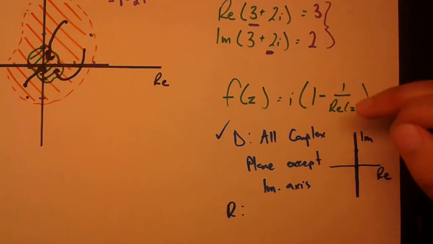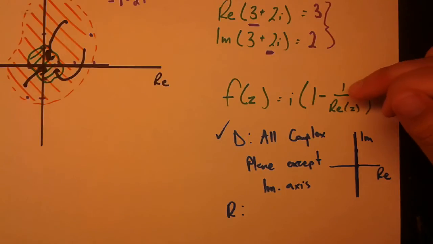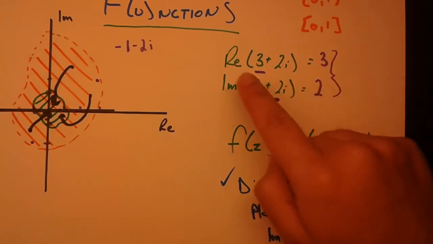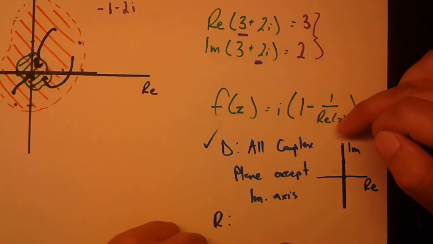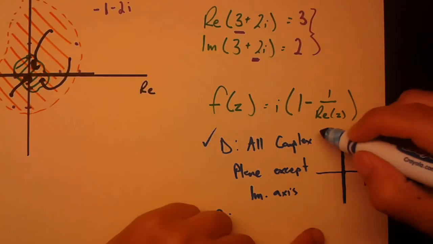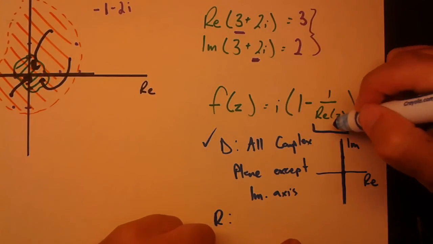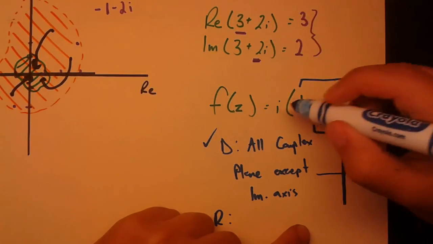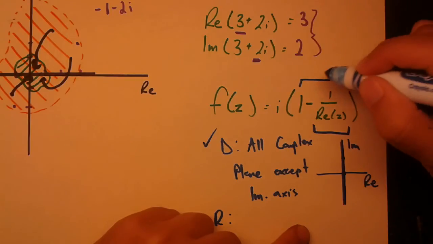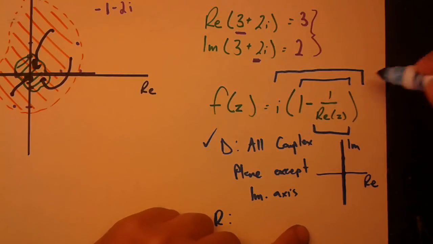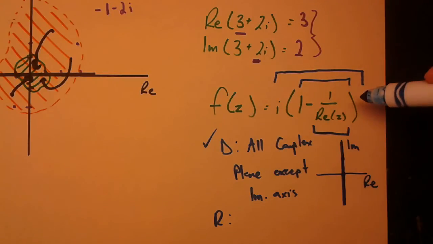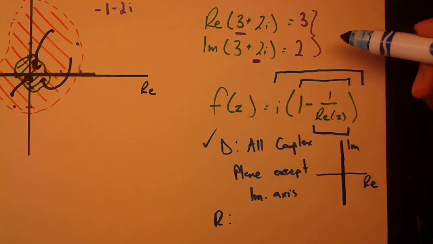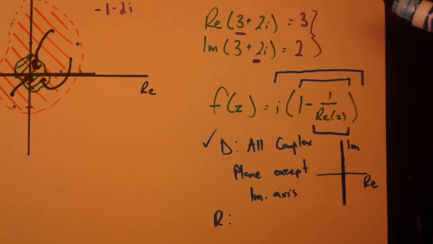We kind of have to look at the function and see what's going on. First off, 1 over the real part of z is a real number. Remember, we said that the real or imaginary part of anything is real in the end. So 1 over real part of z is real. So far this is real. Now 1 minus that real is still real. Now i times that real number is a purely imaginary number. So we found that this function, no matter what you put in it from the domain, is going to spit out a purely imaginary number.